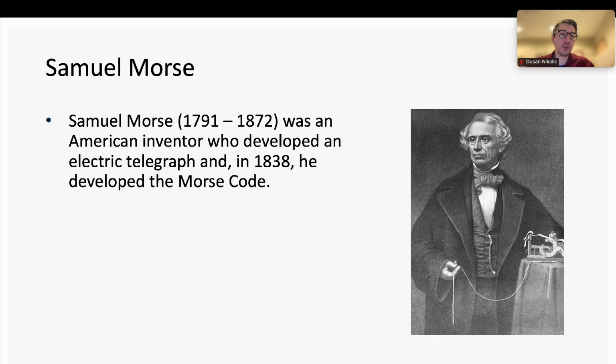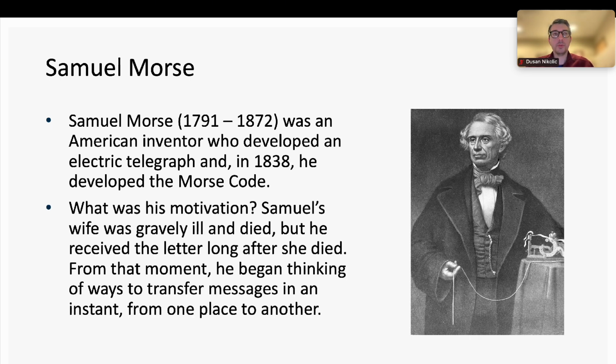The Morse code was developed by Samuel Morse, who developed an electric telegraph in 1830, and in 1838 he developed Morse code. What was his motivation? Samuel's wife was gravely ill and died, but he received a letter long after she died. From that moment he began thinking of ways to transfer messages in an instant from one place to another.